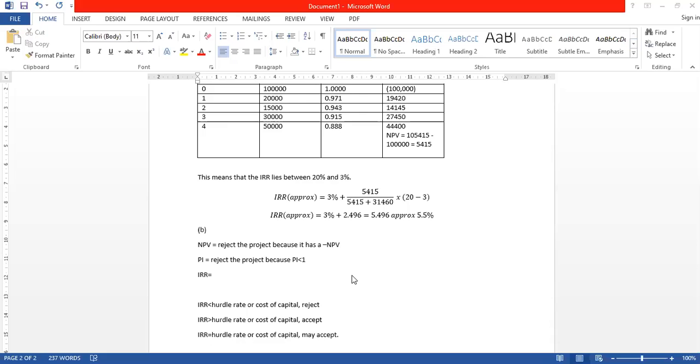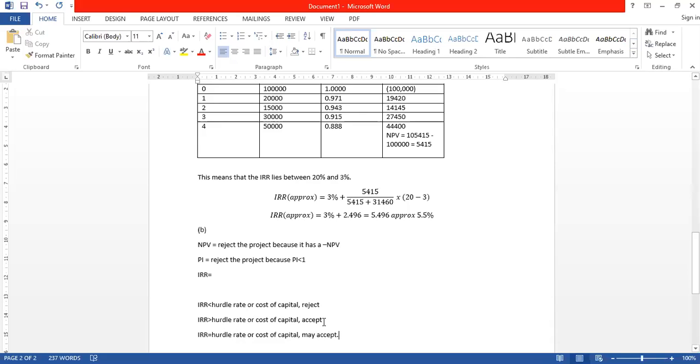So that is why we are going to reject. Now, assuming the IRR is 25% and the company borrowed money at 20%, would that be viable? Yes, because the return will be higher than the cost of accessing funds. And that is when IRR is greater than the hurdle rate or cost of capital.